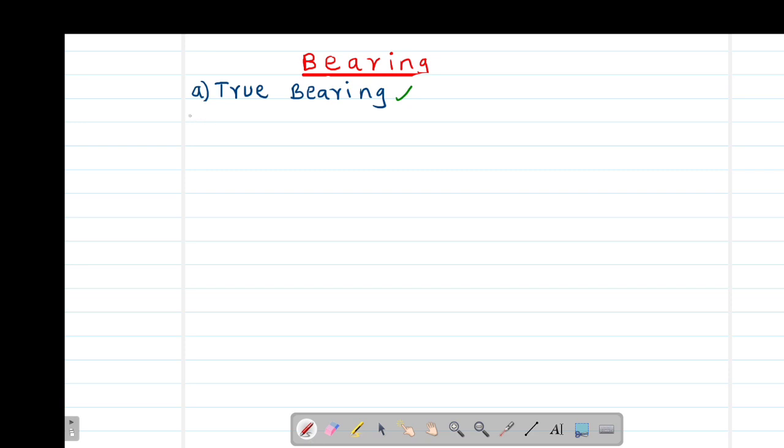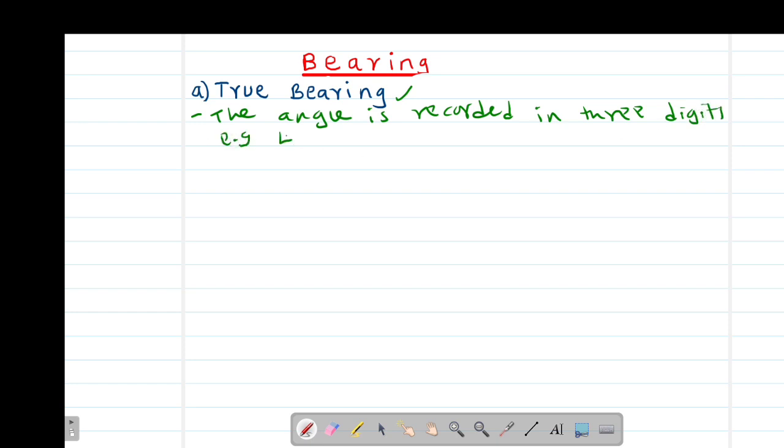So when it comes to true bearing, there are two key points that you need to note. One is that for the case of true bearing, the angle is usually recorded in 3 digits. For example, if you get an angle of 47 degrees, then you are going to record the true bearing of this angle as 047 degrees. So it must be 3 digits.